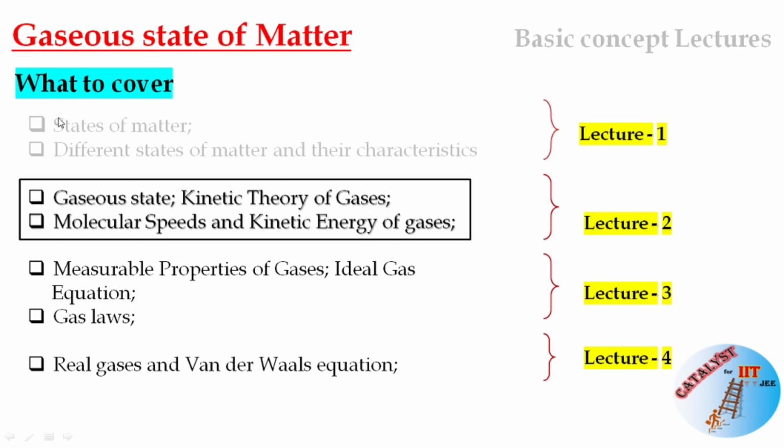In the first lecture we talked about the different states of matter with their characteristics. From today's lecture onward, we will specifically talk about the gaseous state of matter. So the gaseous state of matter is the main focus of our lecture series. In today's lecture, first we will discuss about the gaseous state and their kinetic theory. We will also talk about the molecular speeds and kinetic energy of gas molecules.